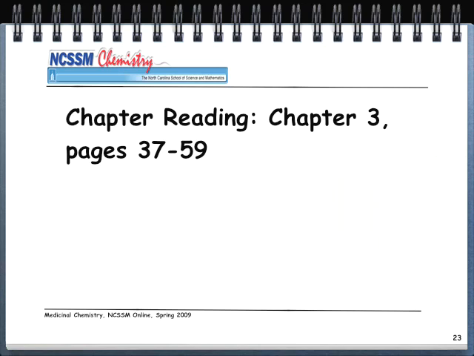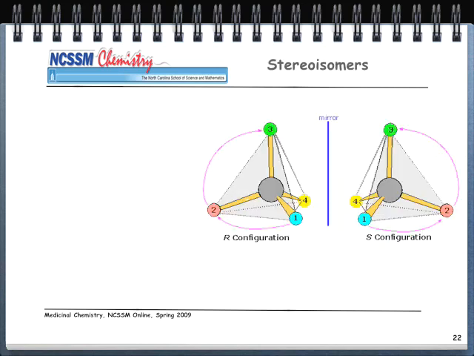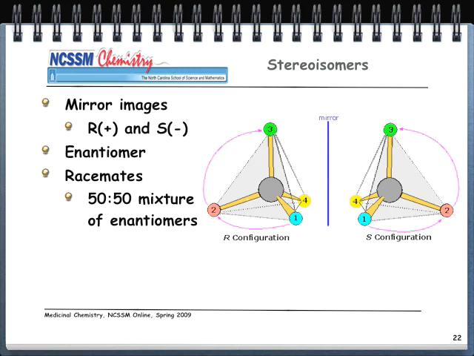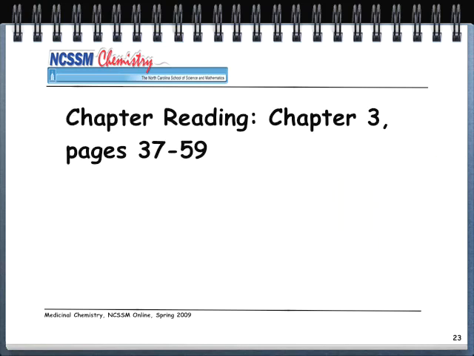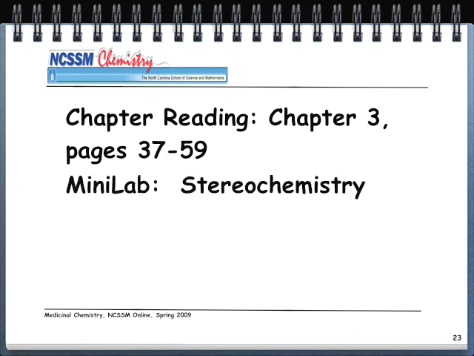And again, for this stuff I'm going to put together a separate podcast that will be posted very soon that will do a tutorial on how to recognize and identify stereoisomers. So for this week, the reading is chapter 3, pages 37 through 59, which talks about drug solubility. You're going to have a mini lab to identify 10 drugs for their stereochemistry and also identify the solubility for 5 other compounds. That's a little mini lab that'll actually be on the web assign.